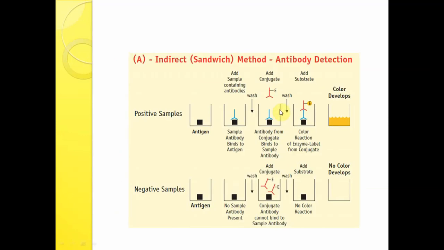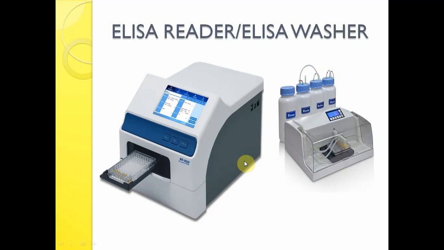So indirect ELISA, indirect sandwich ELISA here. Here we have the instruments like the ELISA reader. The ELISA reader will display the OD values of each well here, and we have the washer.